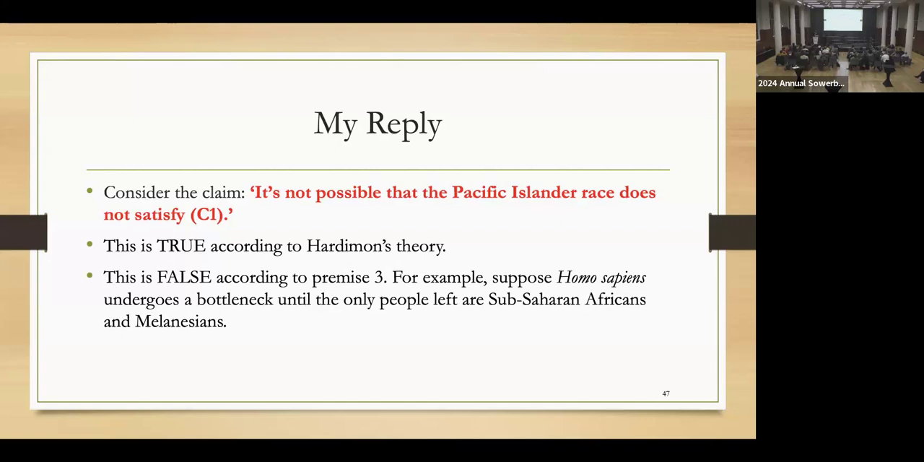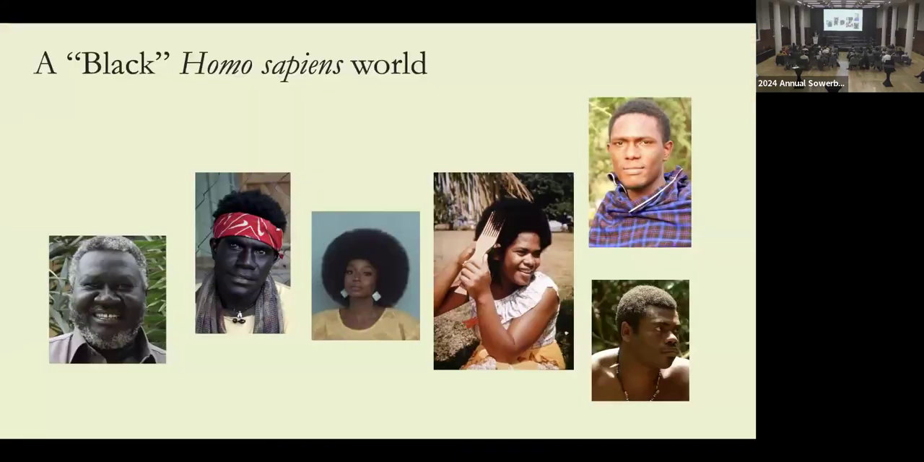And one way you can generate this possibility is with a little possible world here. Say Homo sapiens undergoes a bottleneck, and the only people that are left are sub-Saharan Africans and Melanesians. Don't worry, we're not planning anything. This is just a hypothetical. Sometimes philosophers pick on babies. I'm just picking on the whole species. So this is a sort of Black Homo sapiens world.